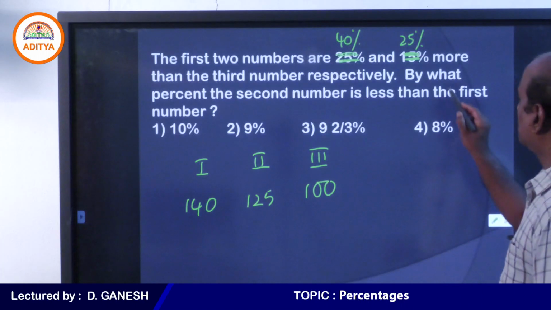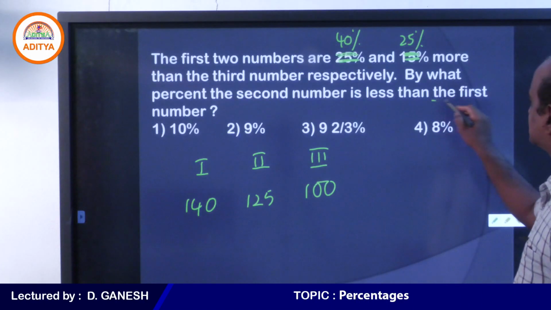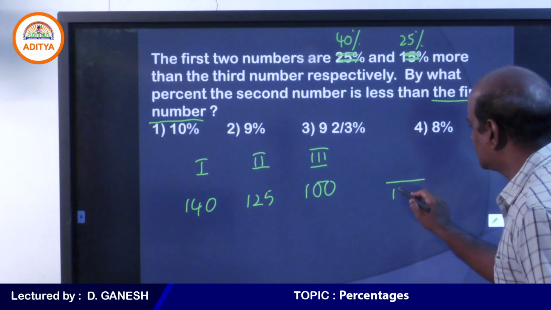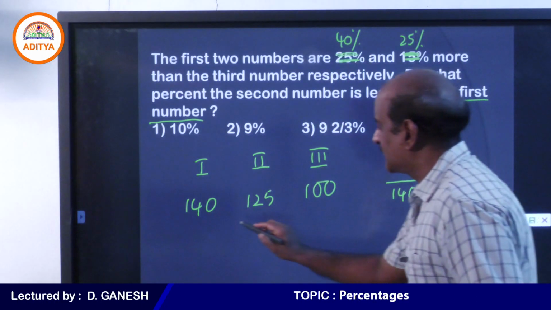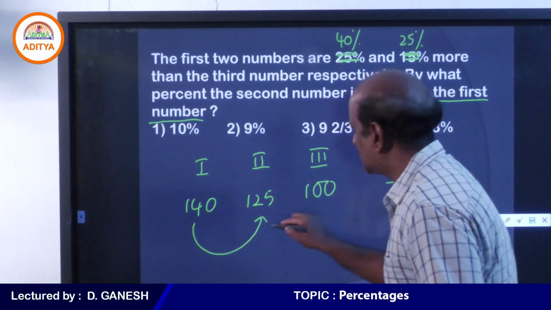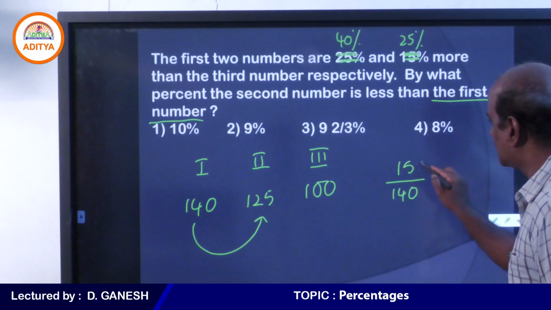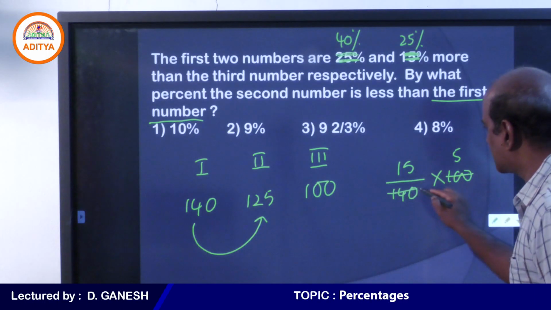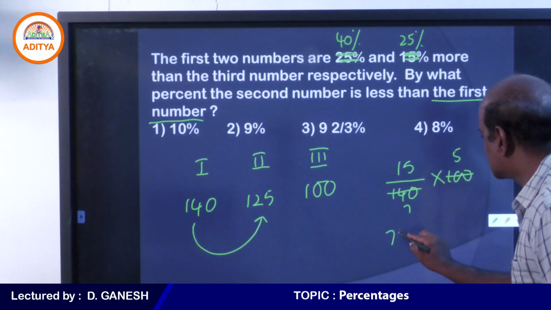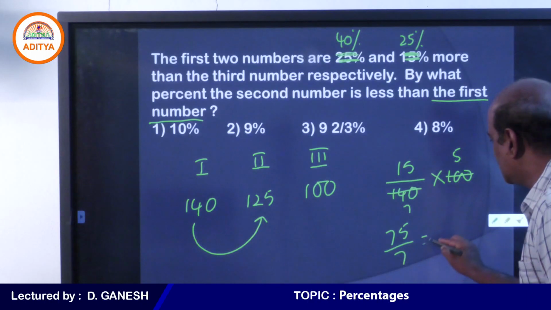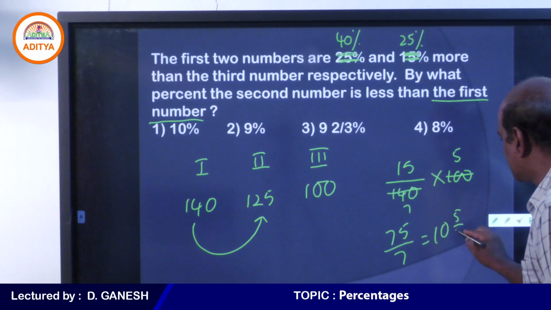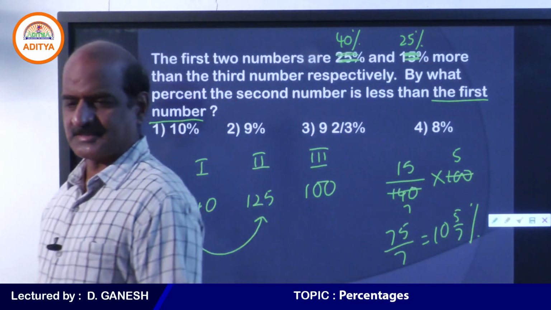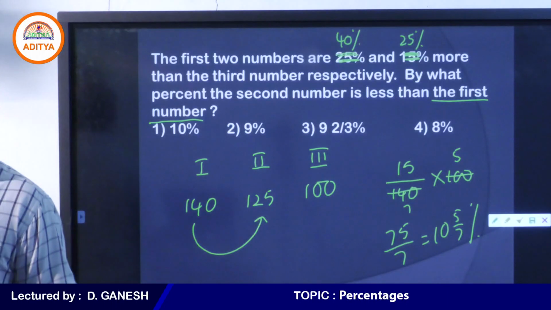Now, the question is, by what percent second number is less than the first number? Which means to say that we have to take 140 in the denominator. So, when you take 140 in the denominator, second number how much less? 15 less into 100. 20 cancels for 5 times, 20 cancels for 7 times. So, this is 75 by 7, 10 5 by 7%. I hope you understand my point.